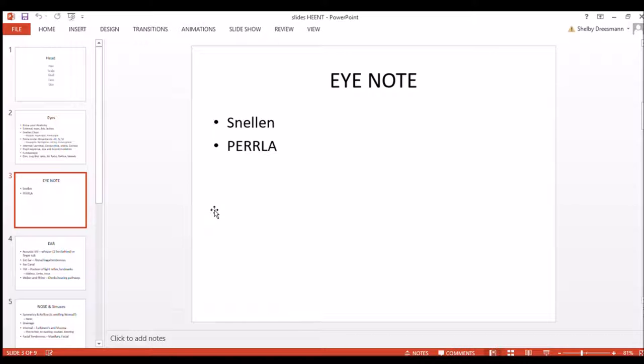Inspect the cornea for transparency. So slowly move the light over the reflection of the cornea. It should be clear and shiny. Inspect the iris for color. Inspect the pupil dilation. It's normally between 2 and 6 millimeters in response. So the PERRLA is pupils are equal and round and react to light and accommodation. So that's the PERRLA.